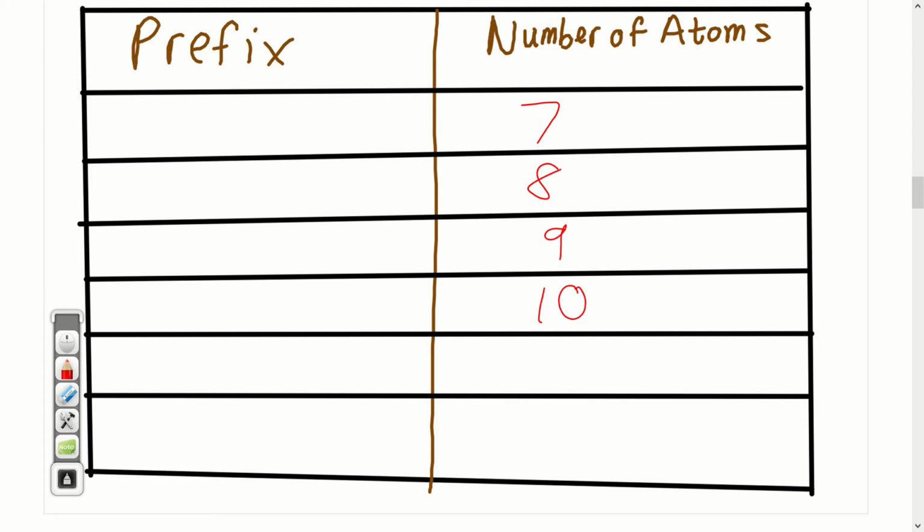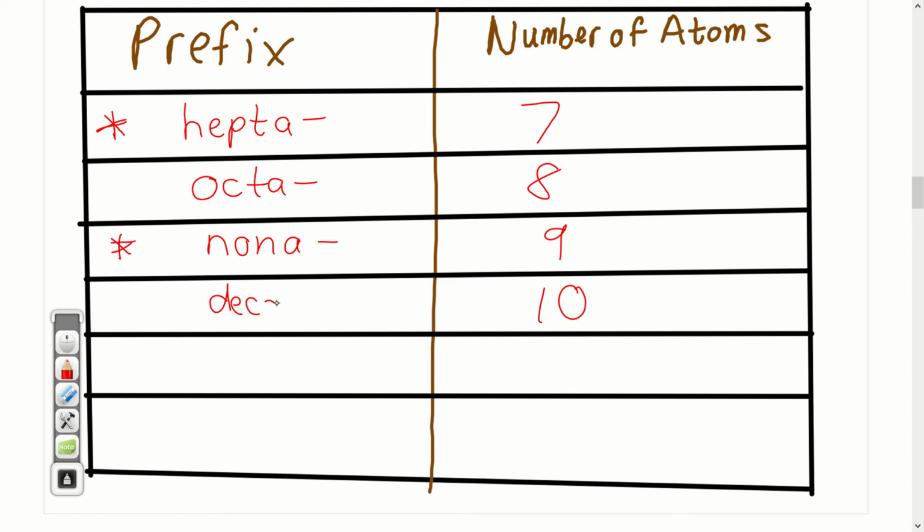Okay? 7 is a hepta. That one is probably weird. I usually put a star next to that one because people get hexa and hepta backwards. But hepta is usually a new one. 8 would be octa. 9 is nona. So that might be kind of a new one. And 10, a decade, 10 years. A decagon, decathlon. Deca is 10.